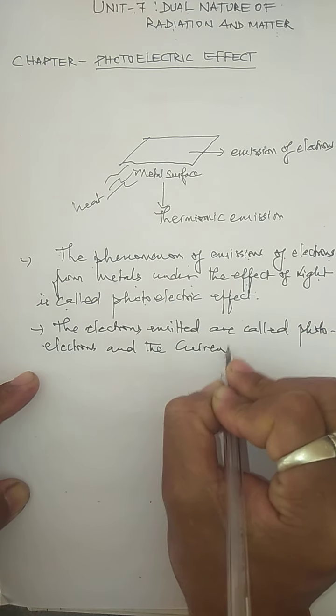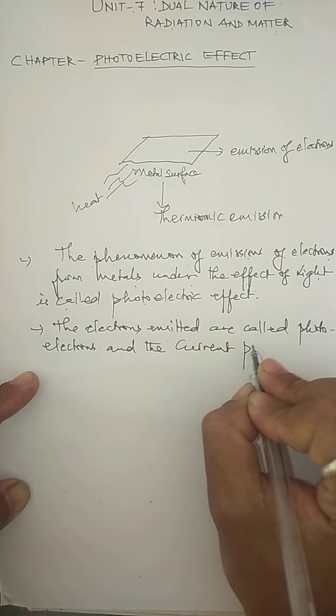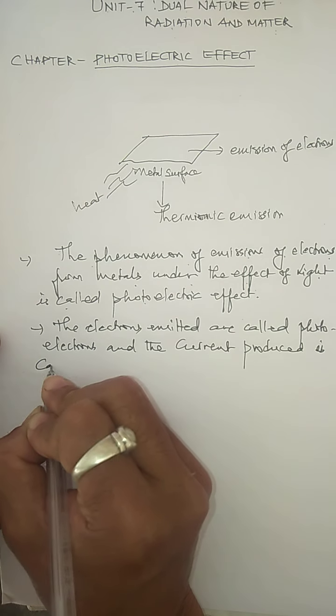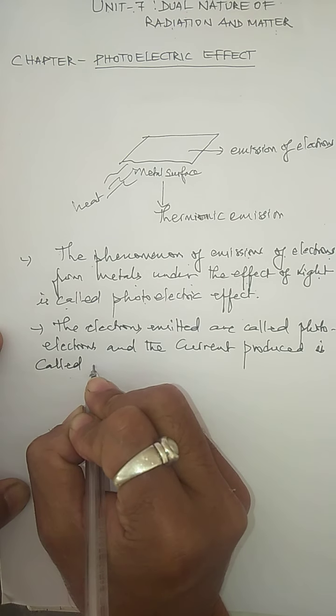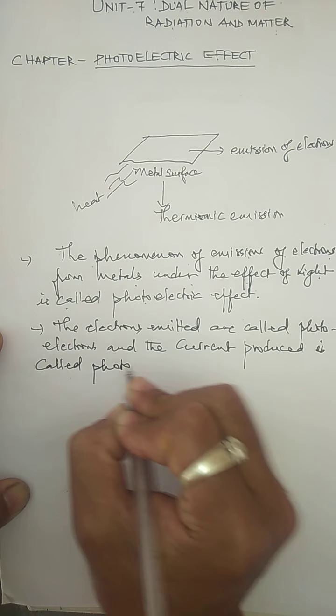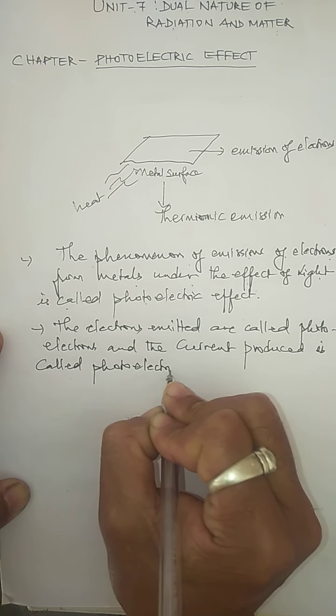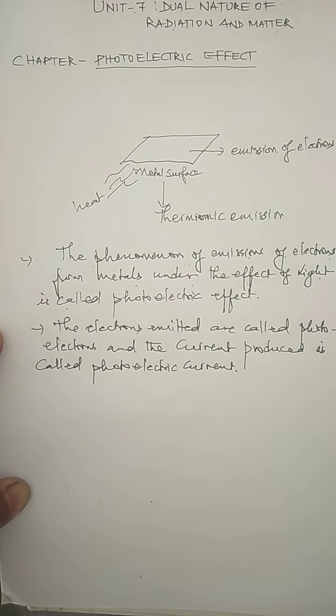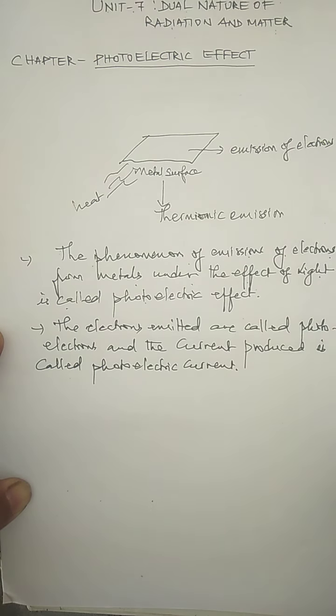When there is a flow of electrons, a current is produced, and the current produced is basically called photoelectric current. That means we can generate current in the presence of light also, and that concept is known as the photoelectric effect. Due to this phenomenon, a device like the photovoltaic cell has been developed. The photovoltaic cell is one of the devices which works on the photoelectric effect.